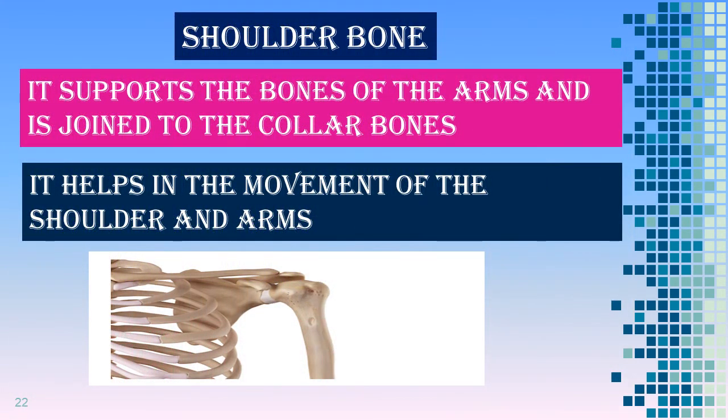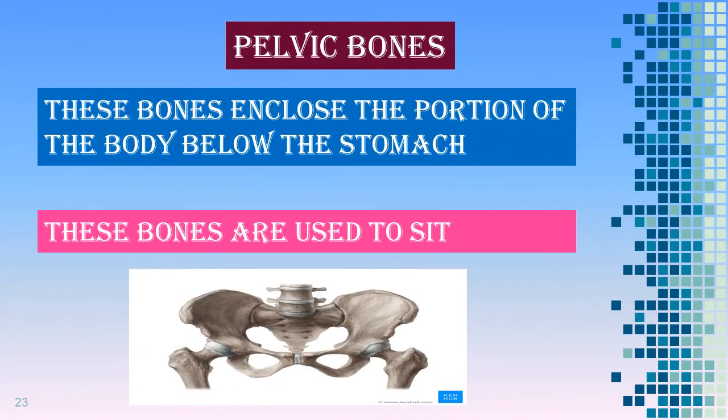Then we have the shoulder bone. It supports the bones of the arms and is joined to the collarbones. It helps in the movement of the shoulder and arms. Next are the pelvic bones. These bones enclose the portion of the body below the stomach. This is the part that forms a bowl-like structure on which the body rests and is used to sit.